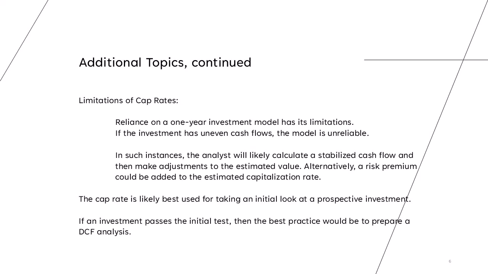The problem with cap rates is that they rely on a one-year investment model, and this has inherent limitations. If the investment has uneven cash flows, the model is just unreliable. I'm not sure it can be used. In these cases, the analyst will likely calculate the stabilized cash flow and then make adjustments, as we've already discussed. There is another approach, which involves calculating a risk premium and adding it to the cap rate.